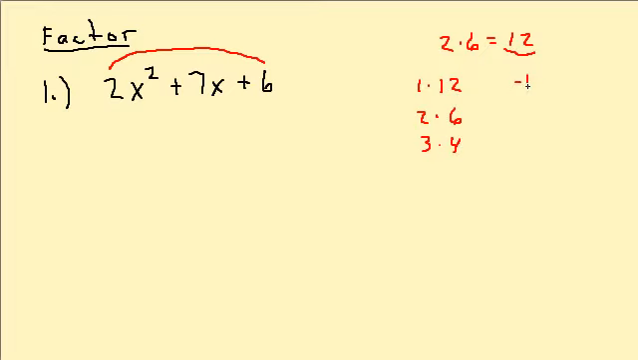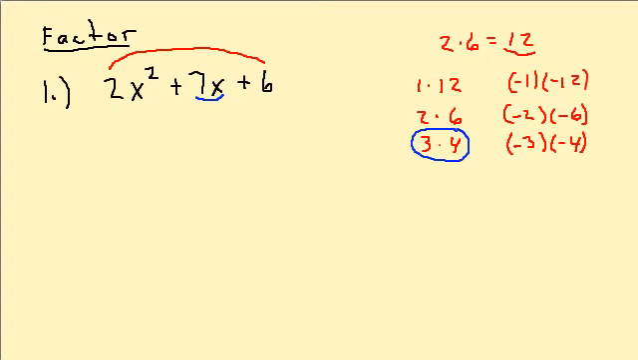Well, that's 1 times 12, 2 times 6, and 3 times 4. And then also we have negative 1 times negative 12, negative 2 times negative 6, and then we also have negative 3 times negative 4. Now, we're going to take this middle term here, and we want to see what we can use over here to add together to get this middle term. Well, you can see that it's the 3 and the 4. 3 plus 4 gives us 7.